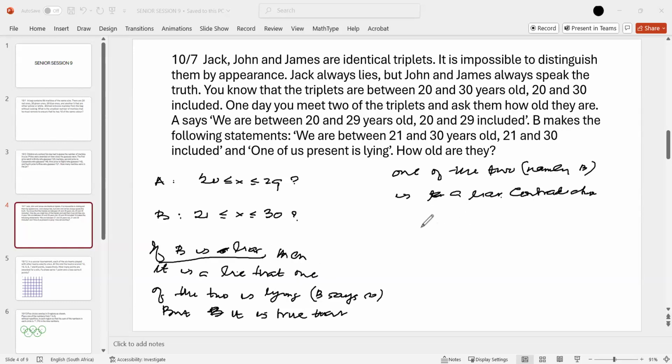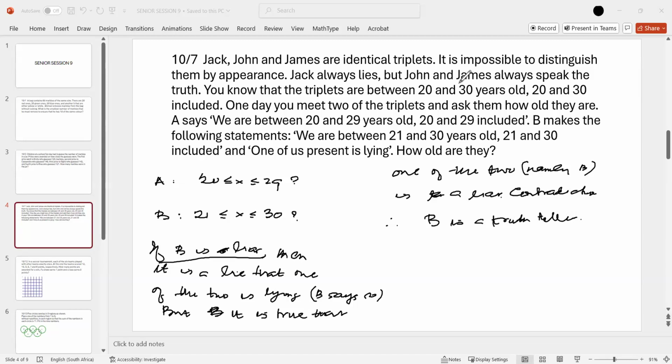There are only two possibilities. Either B is a liar or B speaks the truth. So therefore B speaks the truth. Or he is the truth teller. Let's put it this way: rather than saying he speaks the truth, he is the truth teller. That's what we want to say. All right, so everything that B says is true.